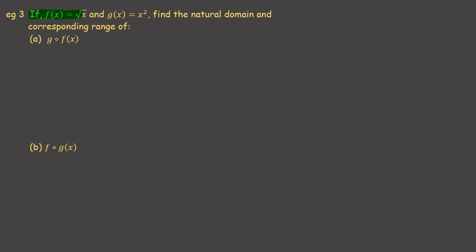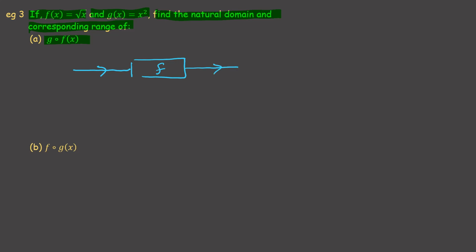If f of x is the square root of x and g of x is x squared, find the natural domain and corresponding range of g of f of x. So, g of f of x means that we're doing f first and following that up with g.